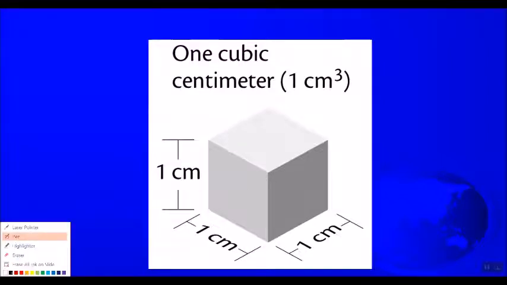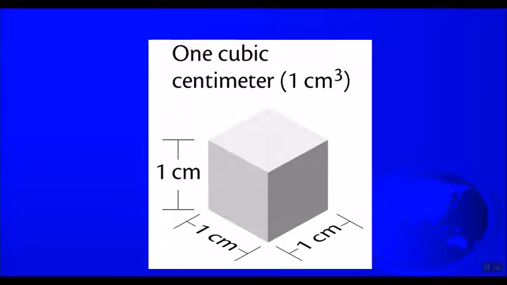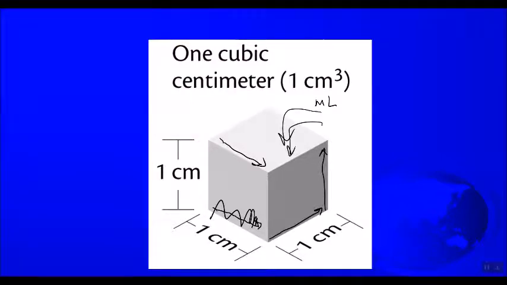So 1 cubic centimeter, which is the same thing as a milliliter, by the way, will be 1 centimeter wide, 1 centimeter high, and 1 centimeter long. Okay, so volume, 1 milliliter of a liquid would be the amount of liquid you would need to fill a 1 by 1 cube.